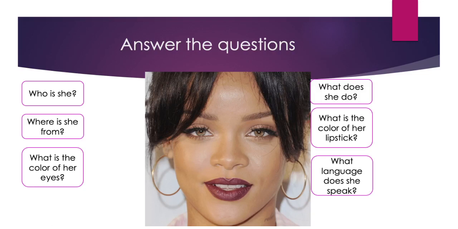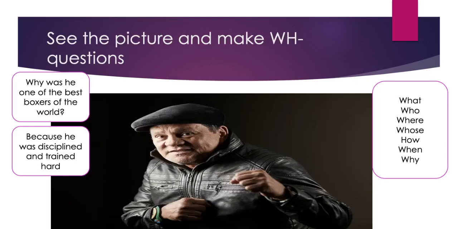Now we are moving on to our third speaking activity. As you can see, we have a picture of a famous boxer. And I have here given you a question. What you have to do here is ask questions and then give the answer to that question. Why was he one of the best boxers of the world? Because he was disciplined and trained hard.